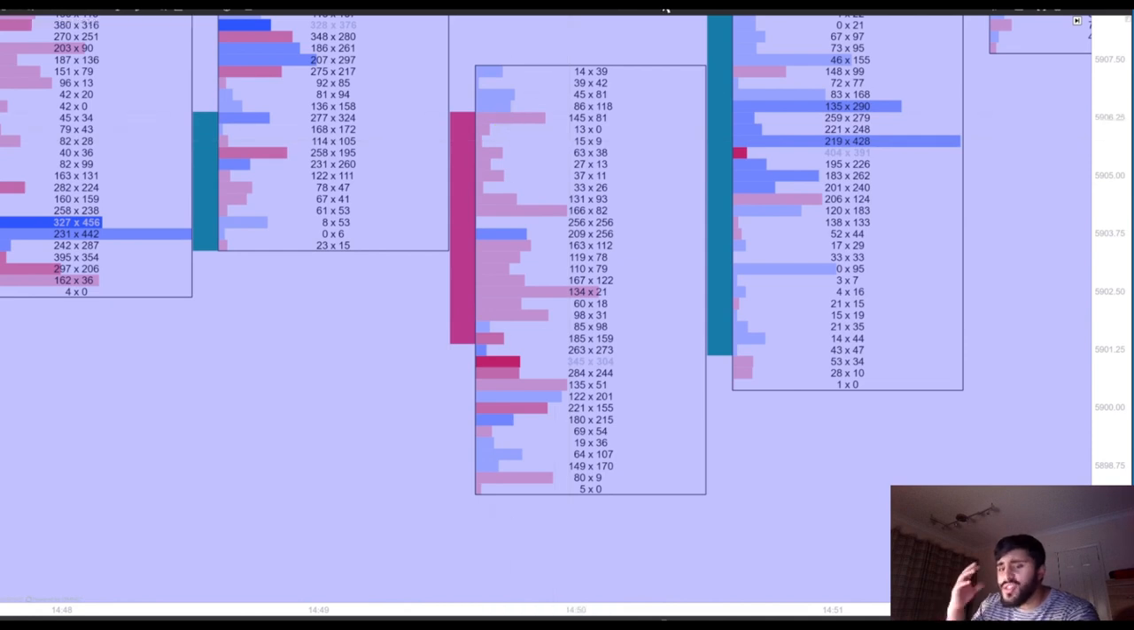We see the majority of the delta is red. Now to quickly go over the delta once again. The delta is essentially the ask minus the bid. So when you have a red delta, this means that the bid is negative, which means that there are more aggressive sellers than there are aggressive buyers.